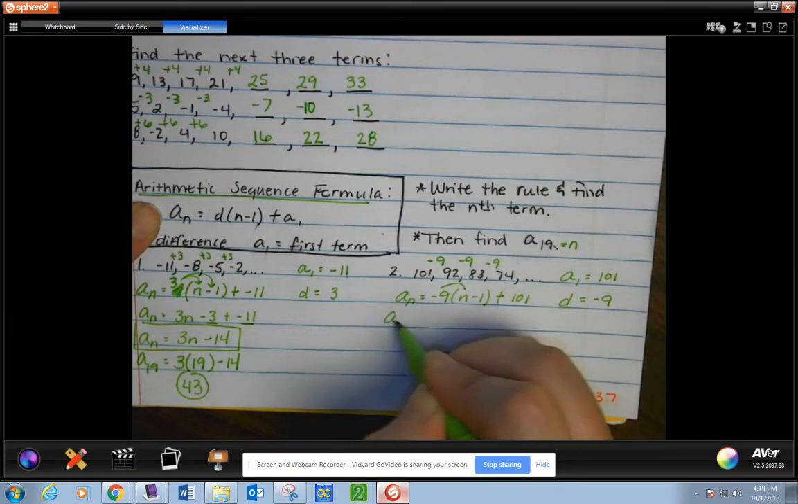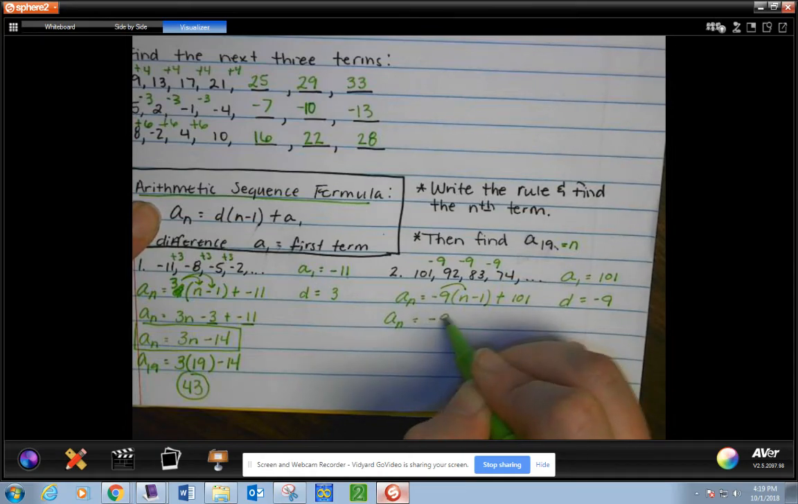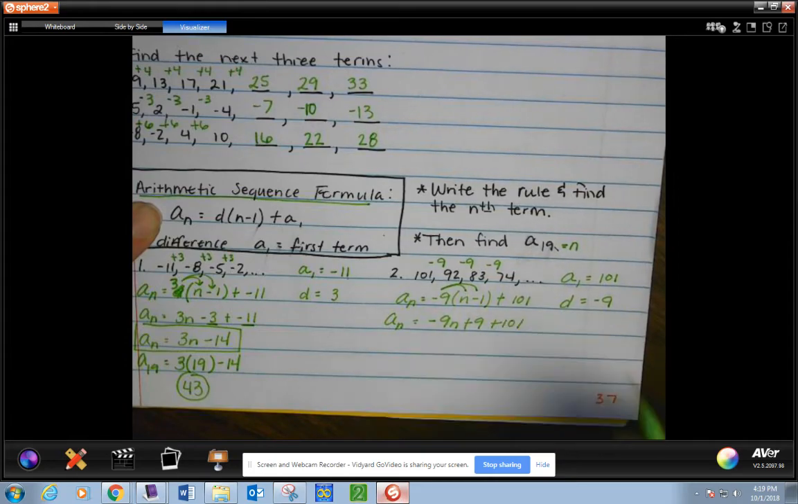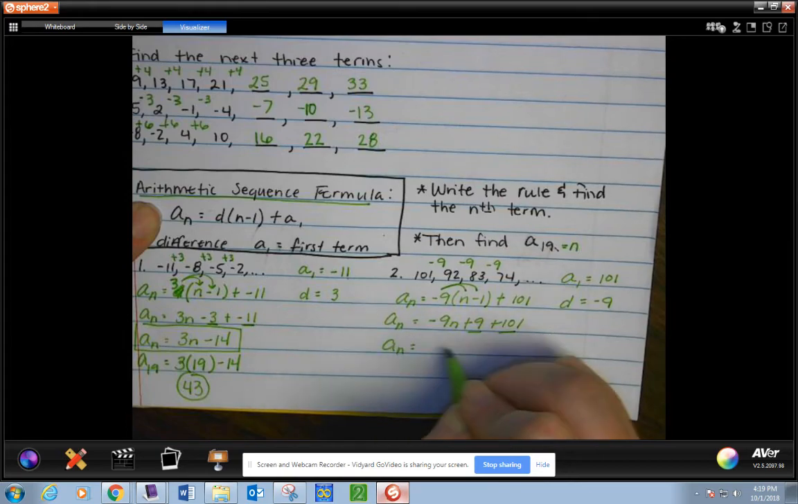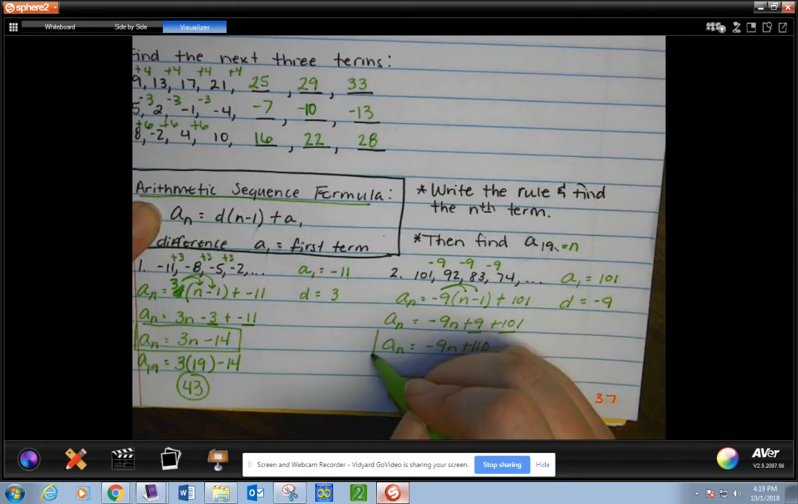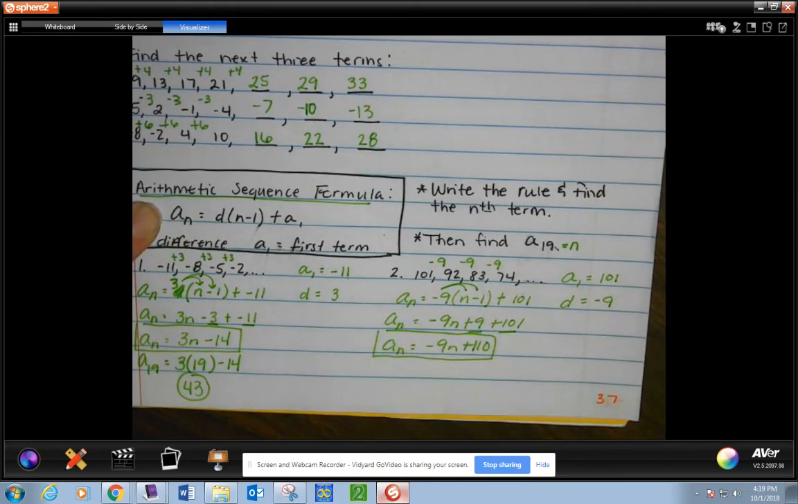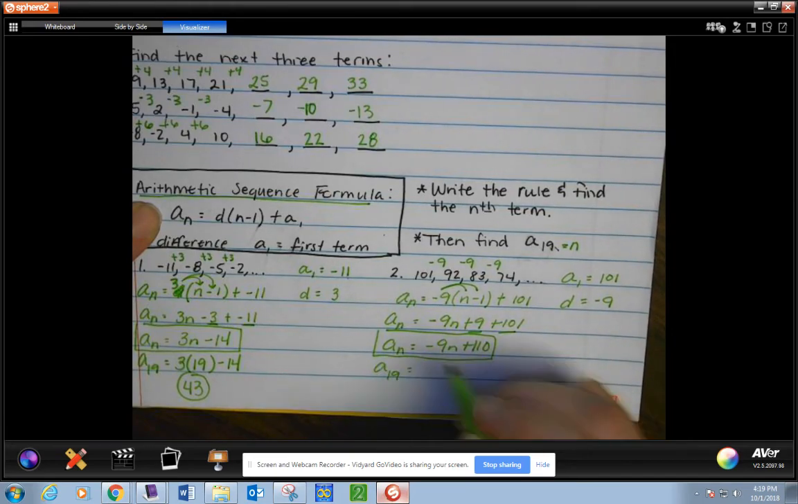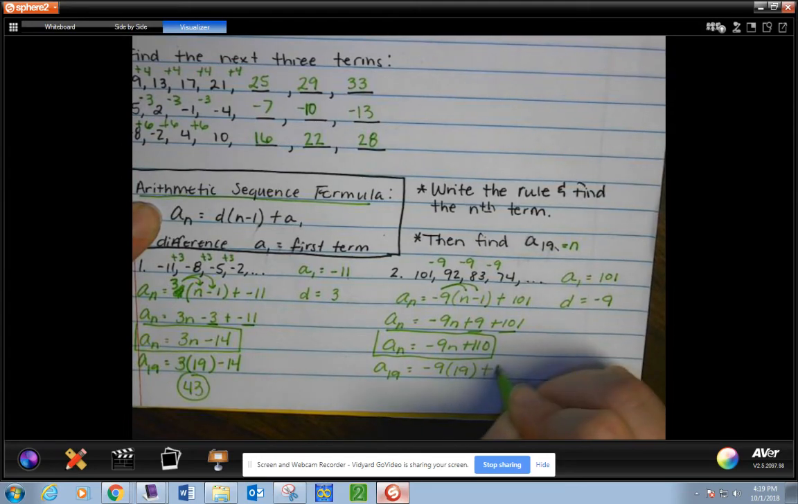So I keep A sub n equals, and negative 9 times n is negative 9n, and negative 9 times negative 1 is positive 9. Bring down plus 101. Now the 9 and the 101 combine, so I have A sub n equals negative 9n plus 110. Okay, this is my rule. And now I want to find A sub 19. So I'm going to replace that n with 19, and I'm going to do negative 9 times 19 plus 110.